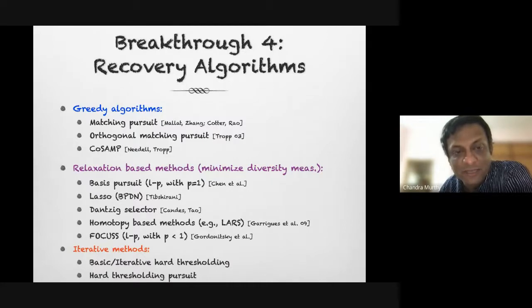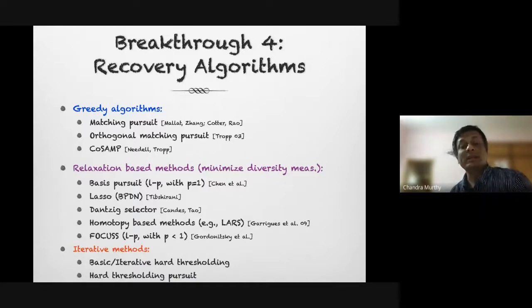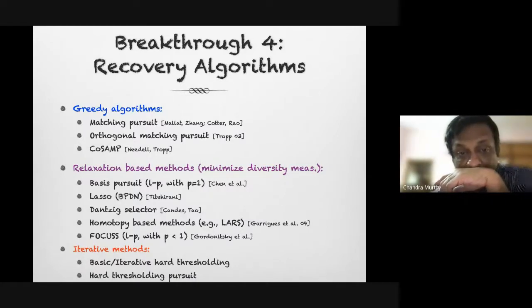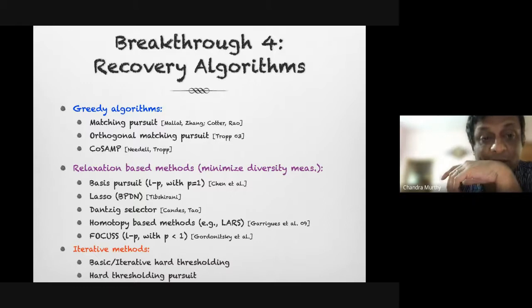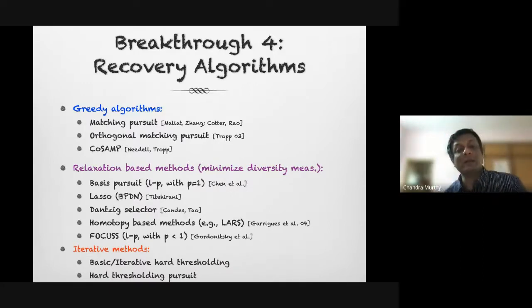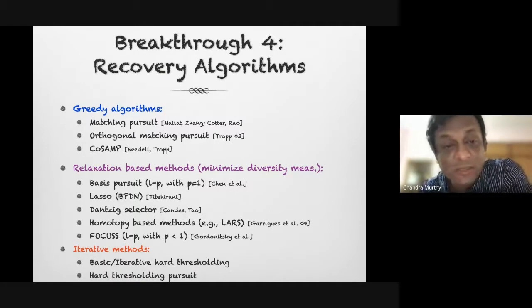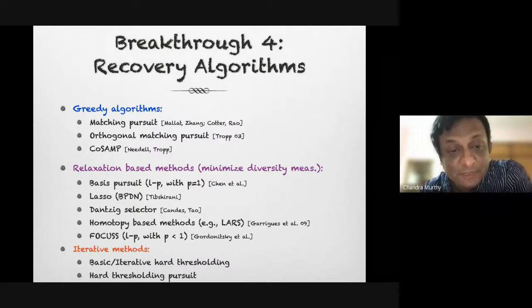So the first class of algorithms are greedy algorithms, which basically try to identify one column that must belong to the support set and then somehow remove the effect of that column on the observations, try to find one more column that explains your observations, and so on.